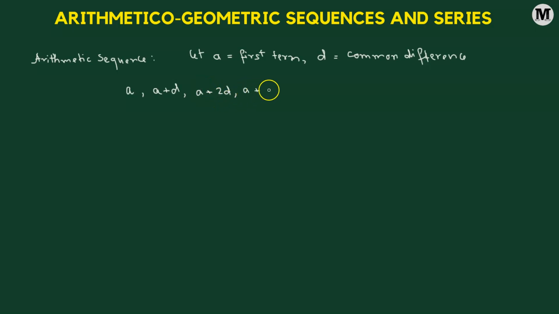Similarly, we can find out the fourth term. So that's going to be A plus 3D. And if we generalize it, then the nth term of the sequence is going to be given by A plus n minus 1 times the common difference D.